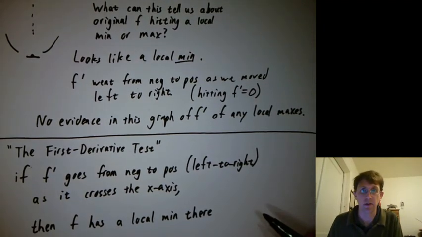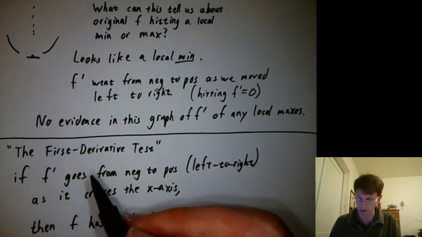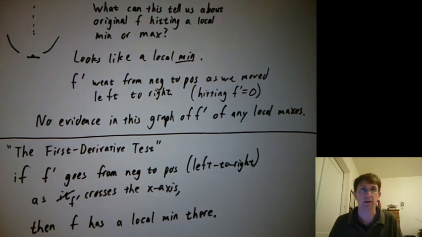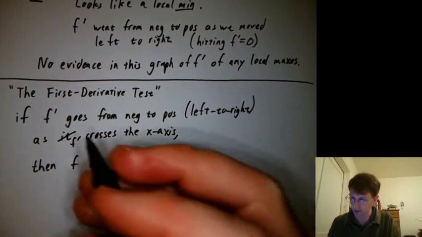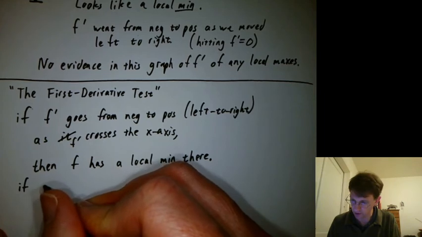Anything wrong with that statement? Well, it's a little ambiguous. What did I mean about it? I meant f prime, right? As f prime crosses the x-axis. And then what's the opposite statement for a local max? Go ahead and write that down. Try writing it on your paper while I'm writing it here.